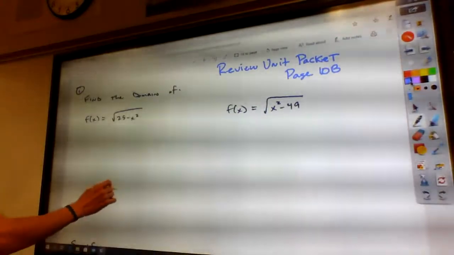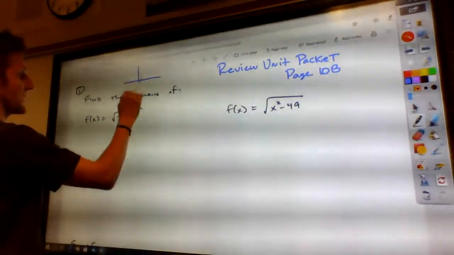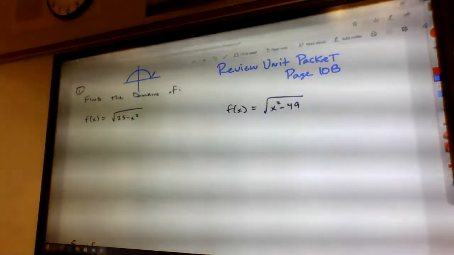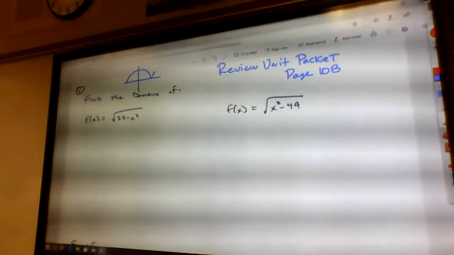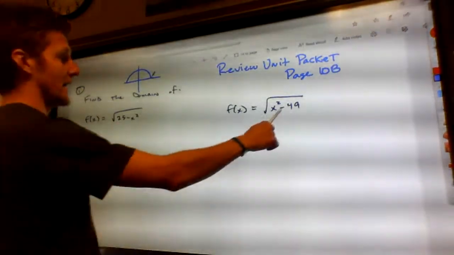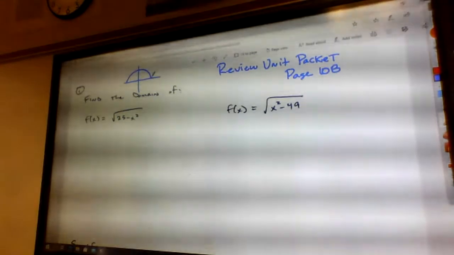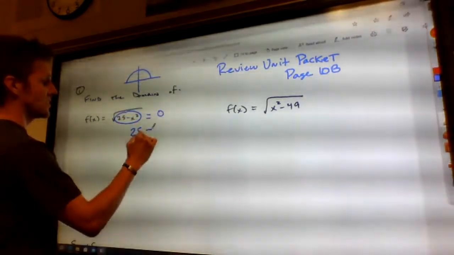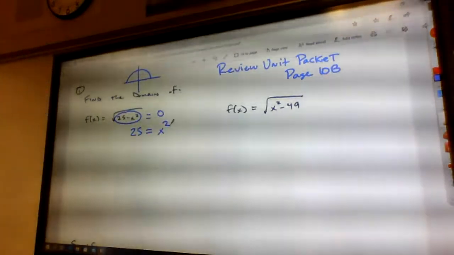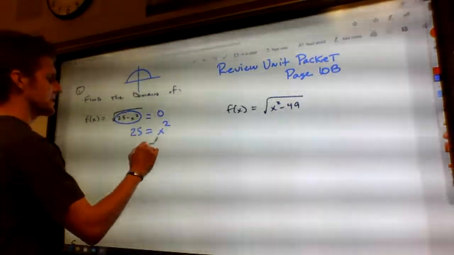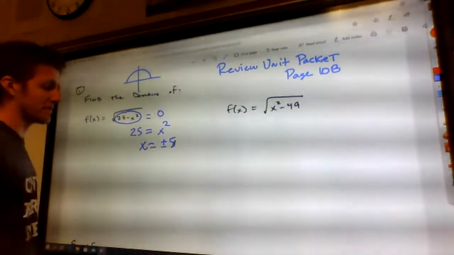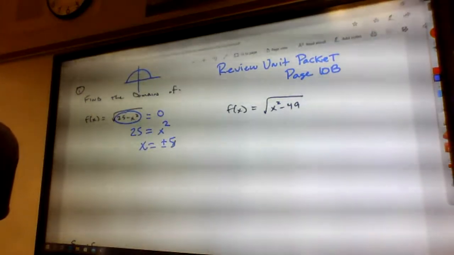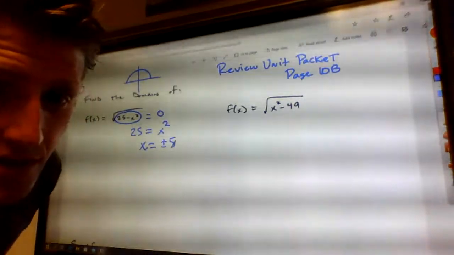Anyway, here we go. You don't need to necessarily know this by now, but you should if you're watching this in late August: that is a half circle, radius 5, and a half circle, radius 7. If you didn't know that, we have a square root function. You can take the square root of 0, so I need to set what is inside the square root equal to 0. Then I get x is plus or minus 5. So there's going to be some sort of boundary points, x equals plus or minus 5.